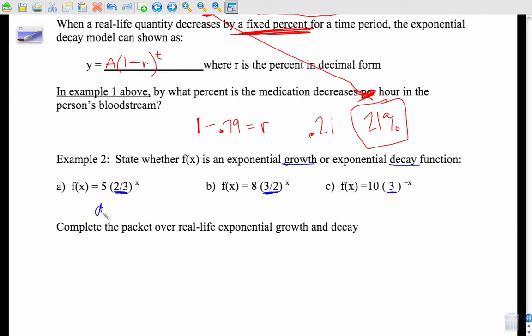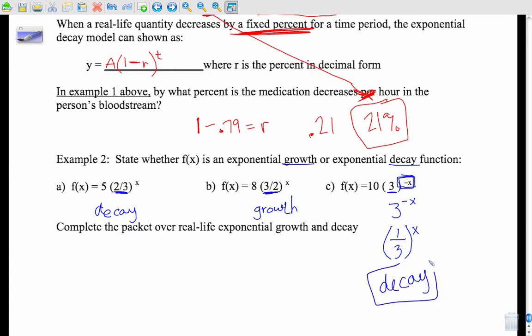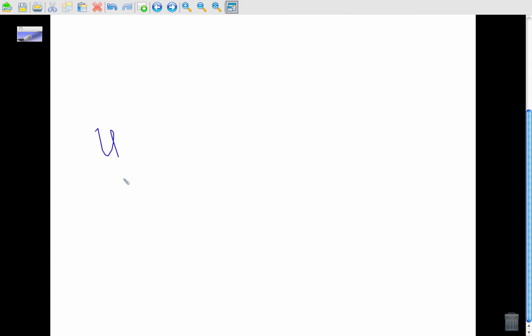So the only thing I'm concerned about is my growth or decay factor right here, and right here. Because 2 over 3 is less than 1, this is decay. Because 3 over 2 is 1.5, that's bigger than 1, this is growth. But wait, there's one small catch here, negative power. If you've watched any of the Chapter 7 videos, you know that a negative power means you need to flip it and make it positive. So instead of 3, it's 1 over 3, and since this is less than 1, that letter C is a decay. So watch for those negative powers.